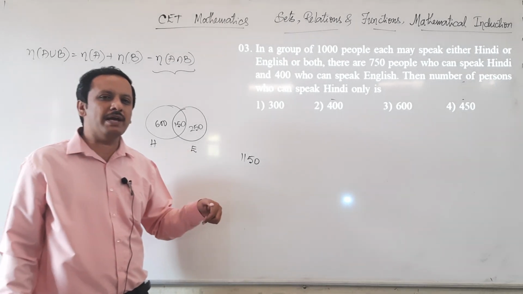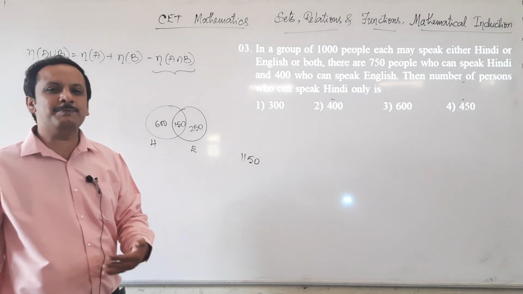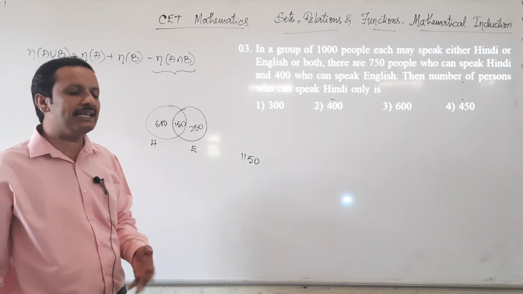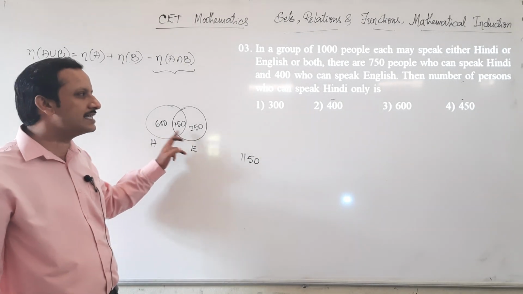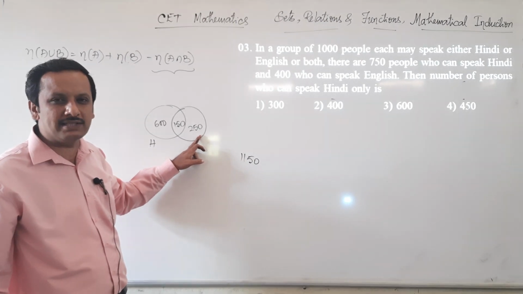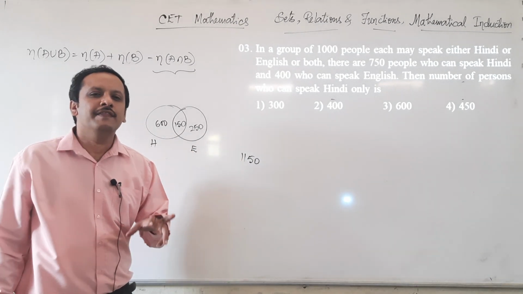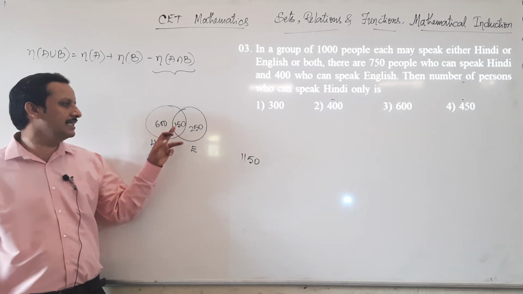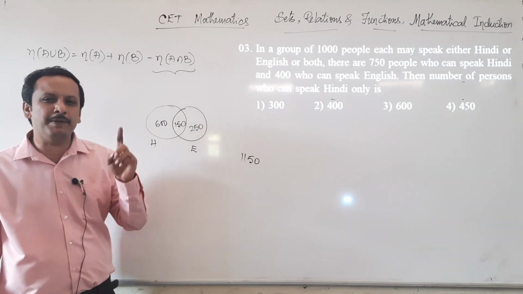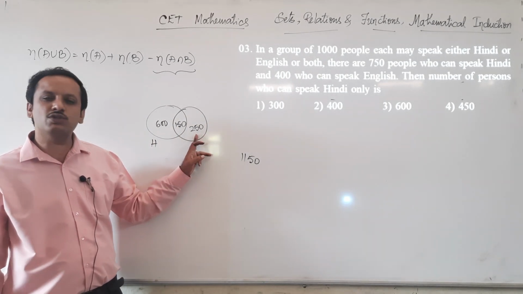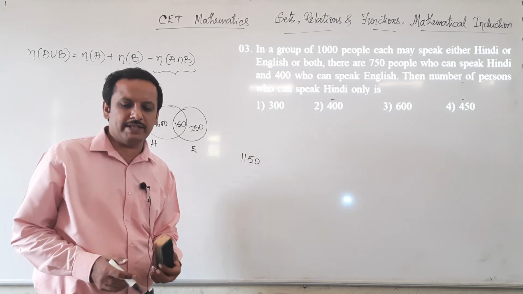See, a similar question could be asked like, how many people speak exactly one language? Exactly one language, then you would add these two: 600 plus 250, then 850 would be the answer. Or you may get a question like, how many people speak both? Then the answer is 150. How many people speak English only? That is 250. Okay. So next question.